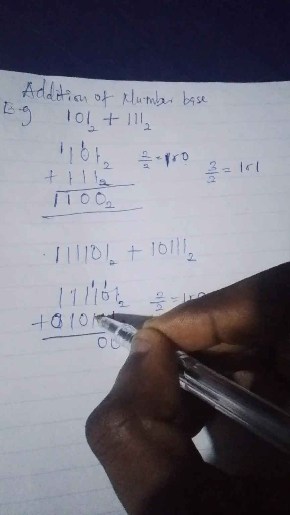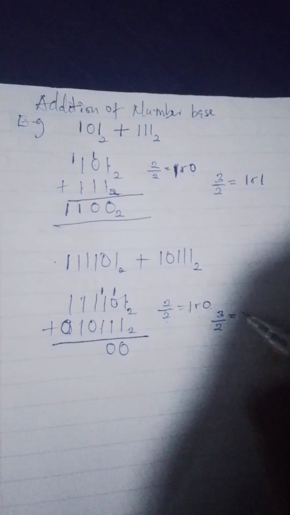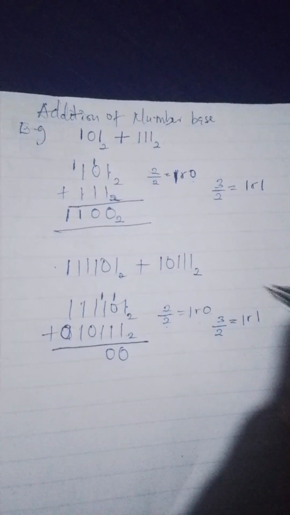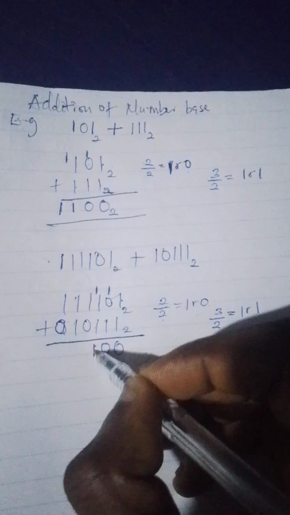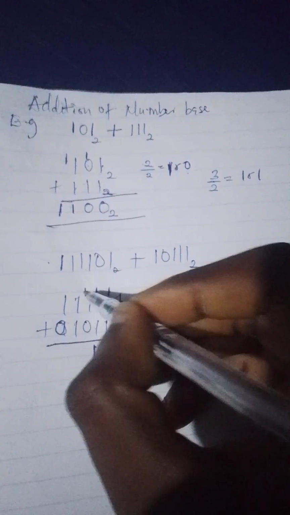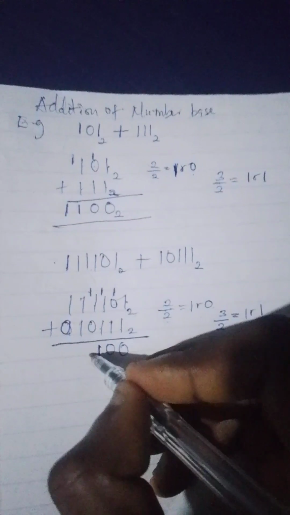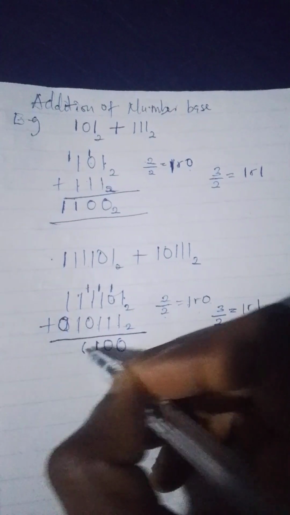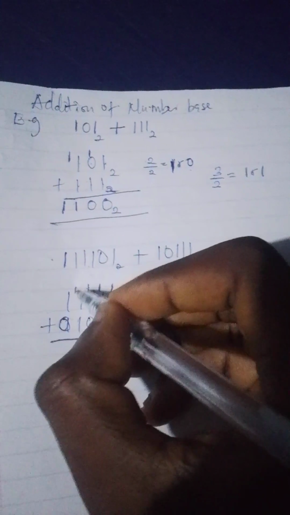Then 1 plus 1 plus 1 is equivalent to 3. So 3 divided by 2, we have 1 remainder 1. So you write the remainder before the actual number, which is the quotient, then 1, then you carry 1. 1 plus 1 is 2, plus 0 is also 2. So that will be 1 remainder 0. So you write the remainder first, 0, then you carry 1.